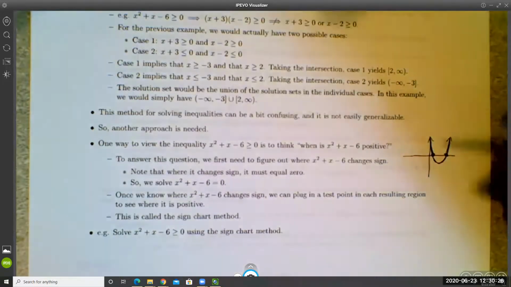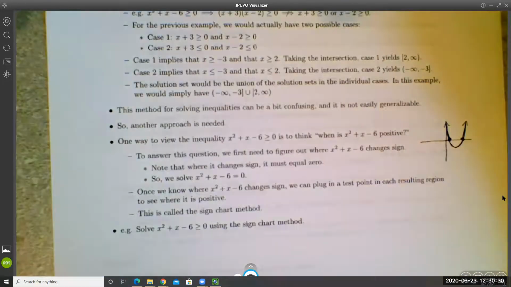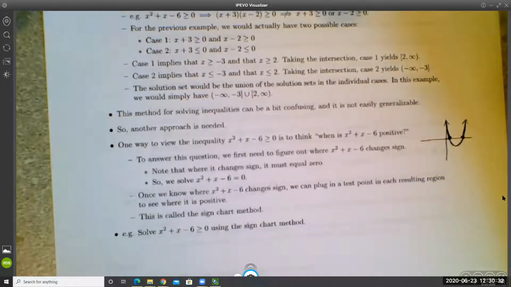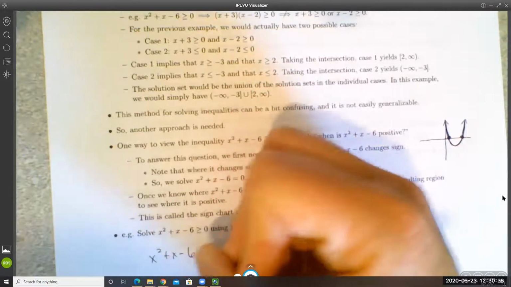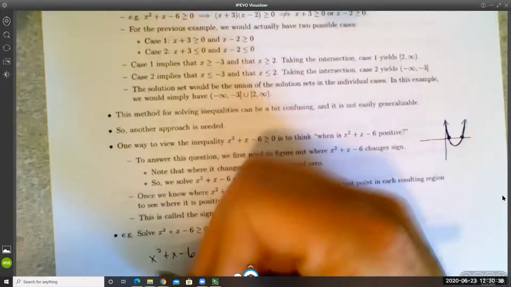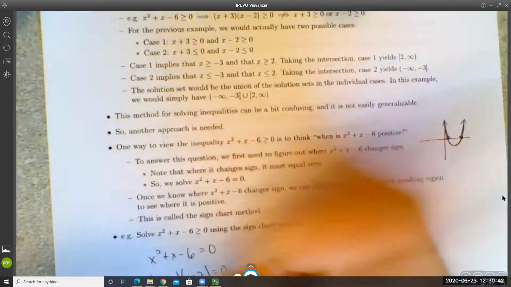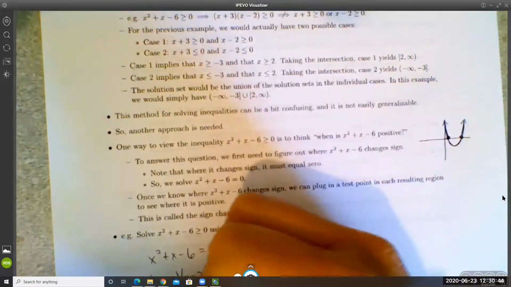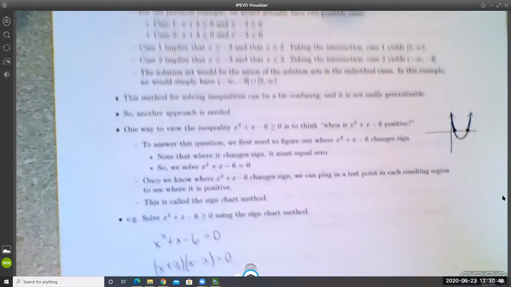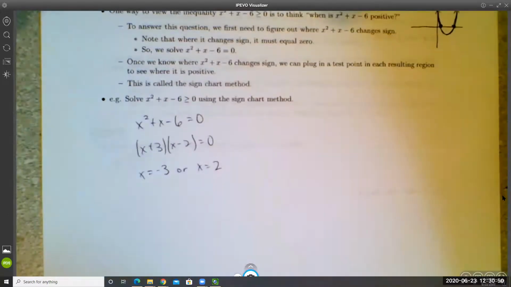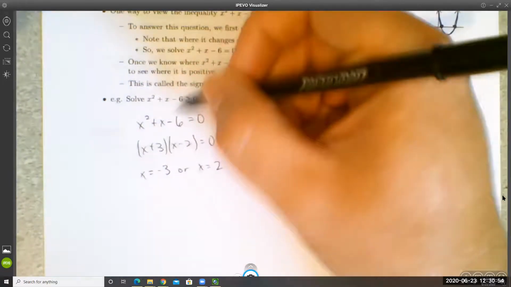So let me walk you through this. Let's solve this inequality using the sign chart method, okay? So first of all, we're going to solve the corresponding equation. So I'm going to factor it. And then I'm going to say, all right, so x is -3 or x is 2. That's not the solution, sorry, that's not the solution to the inequality. That's just where this expression could change sign.